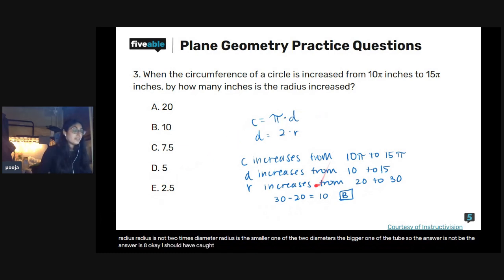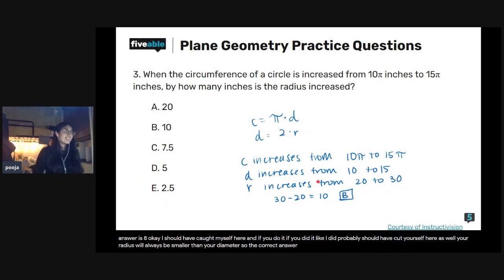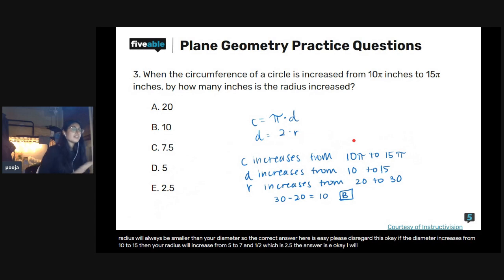I should have caught myself here. And if you did it like I did, you probably should have caught yourself here as well. Your radius will always be smaller than your diameter. So the correct answer here is E. Please disregard this. Okay? If the diameter increases from 10 to 15, then your radius will increase from 5 to 7.5, which is 2.5. The answer is E. Okay? I will go back and correct this.